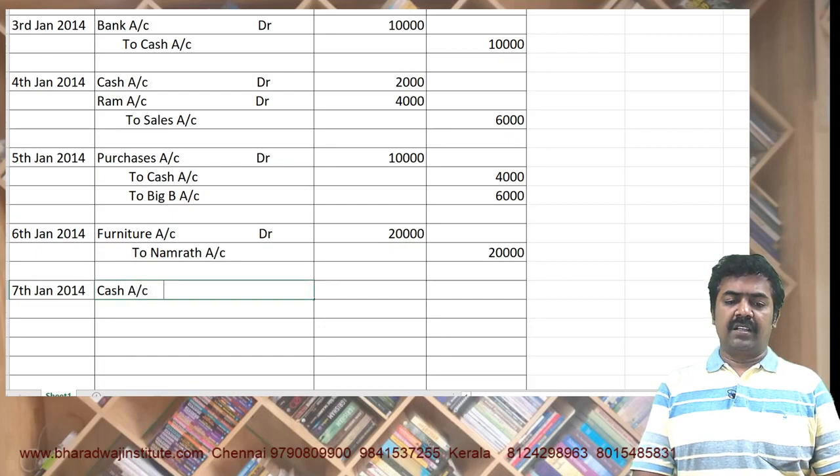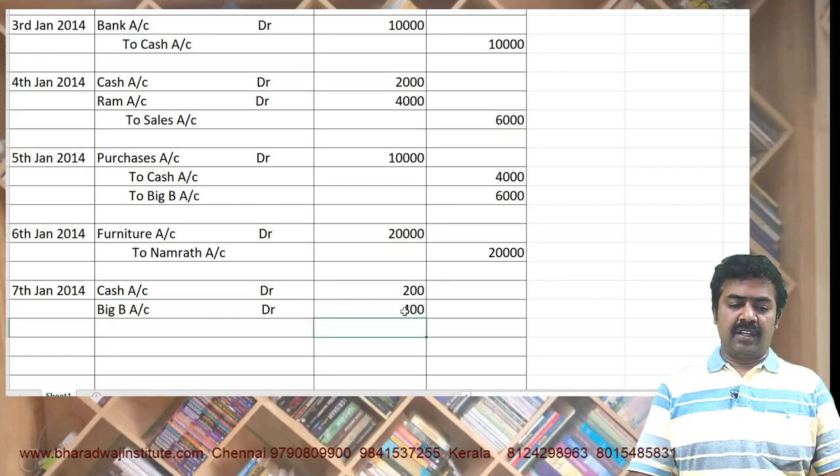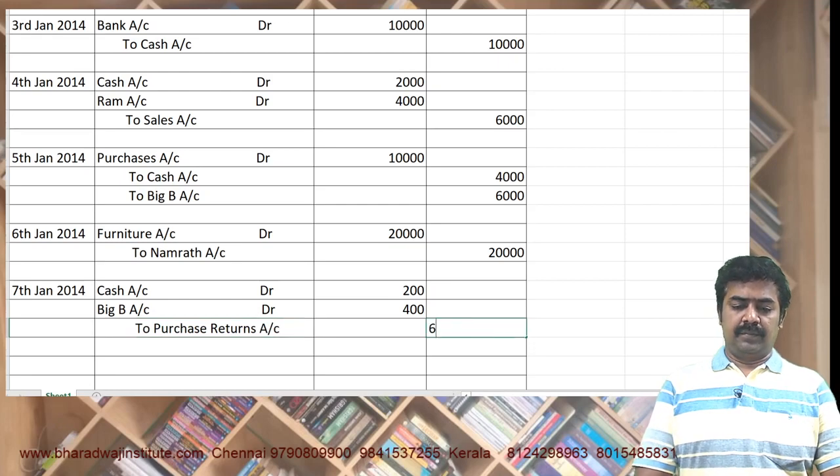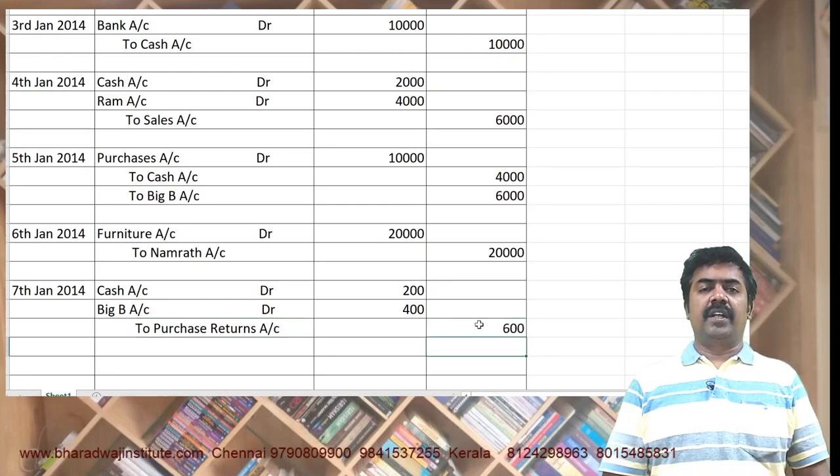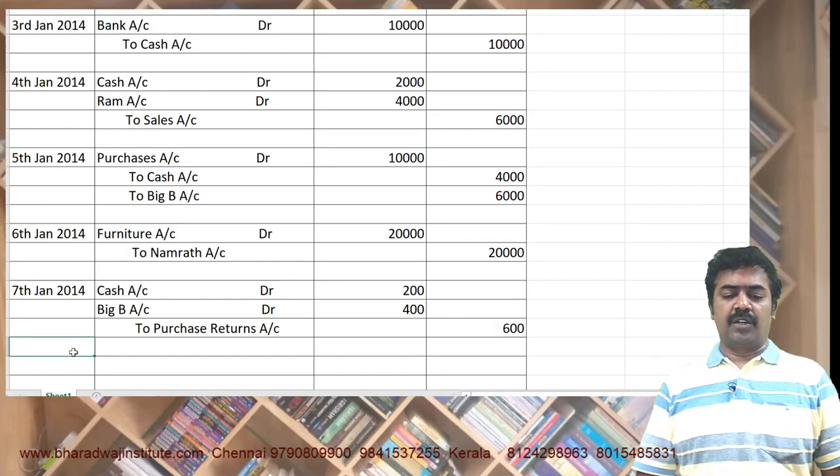Cash account debtor, because when you return the goods which are purchased for cash, cash will come in. Then Big B account debtor, debit the receiver. The supplier will get back the goods. So Big B account debtor, how much? 400. This is called as to purchase returns. Credit what goes out. Clear? Cash account debtor, Big B account debtor, to purchase returns account.